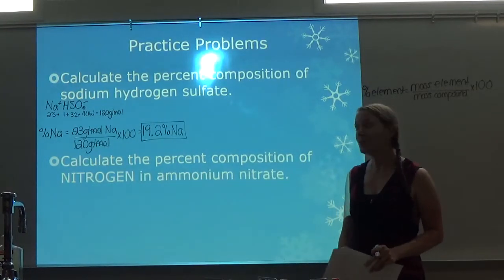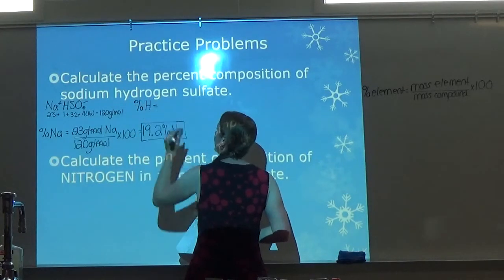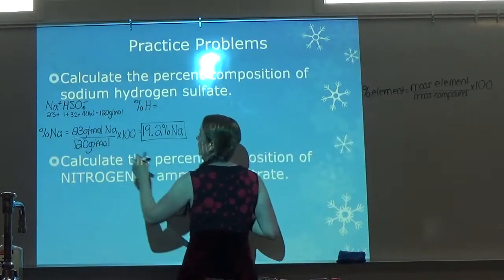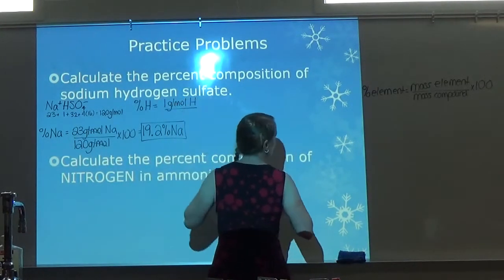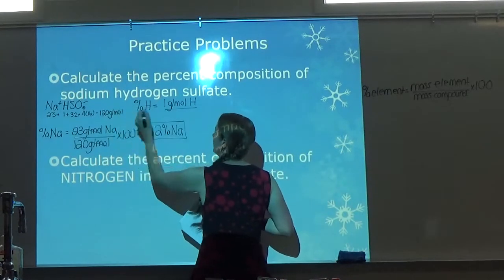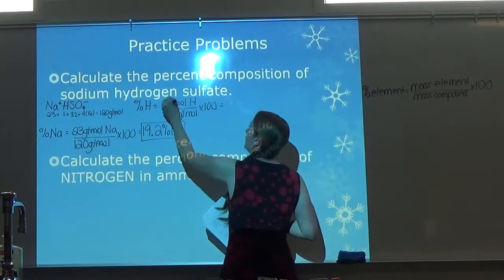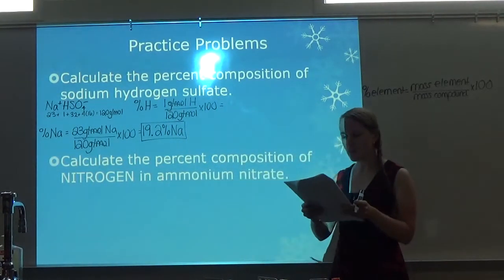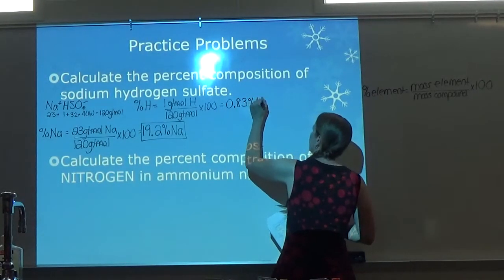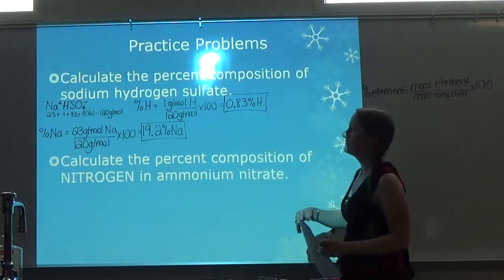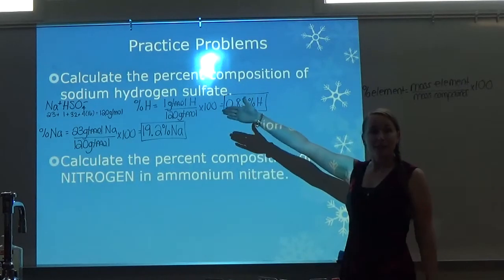Alright, so next I'm going to move on to H. So I'll just throw H right here. So my percent for hydrogen is mass of the element. Well, for hydrogen I just have 1. So 1 gram per mole for hydrogen, over mass of the whole compound, which in this case is 120 grams per mole. I'm going to multiply by 100 to get a percentage. My grams per mole cancel. So once I solve for hydrogen, I get 0.83% for hydrogen. Which makes sense. It's 1 gram out of 120. That's less than 1%.